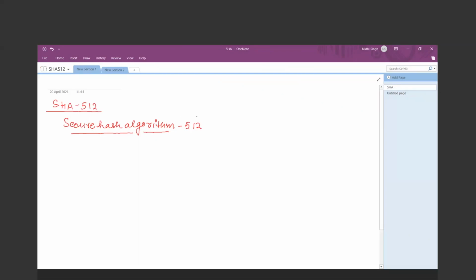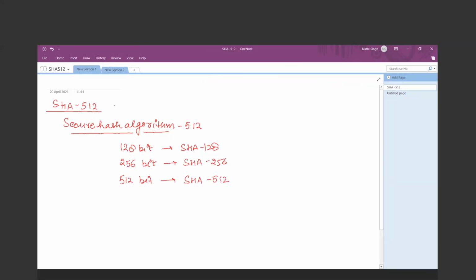According to my output bits, we have categorized secure hash algorithm into multiple parts. If my output is 128 bits, then we will call it SHA-128. If my output, that is the generated message digest, is 256 bits long, then we say we have used SHA-256. And the last one: if my output bits are 512, then it is SHA-512, right? In this lecture, we will learn about SHA-512 because it is the recent one.